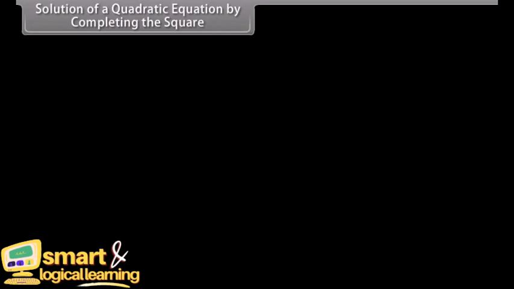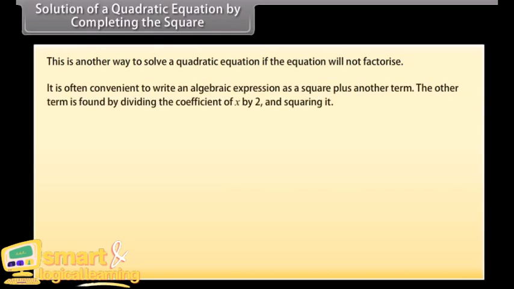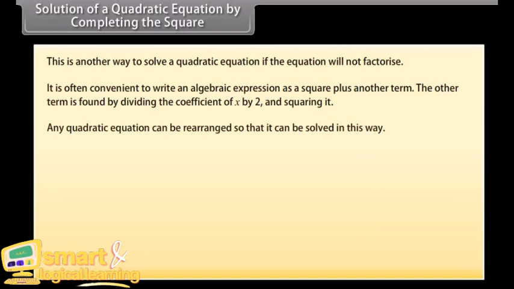Solution of a quadratic equation by completing the square. This is another way to solve a quadratic equation if the equation will not factorize. It is often convenient to write an algebraic expression as a square plus another term. The other term is found by dividing the coefficient of x by 2 and squaring it. Any quadratic equation can be rearranged so that it can be solved in this way. Have a look at this example. Rewrite x square plus 6x as a square plus another term.